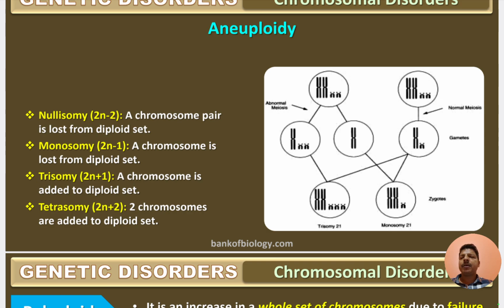It is of 4 types. Nullisomy, 2n-2: a chromosome pair is lost from the diploid set. Monosomy, 2n-1: a chromosome is lost from the diploid set. Like this you can see. Trisomy, 2n+1: a chromosome is added to the diploid set. Tetrasomy, 2n+2: 2 chromosomes are added to the diploid set.